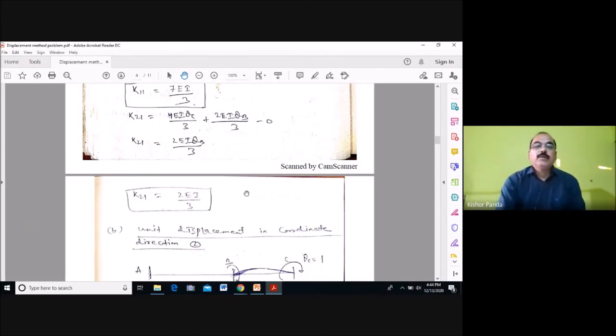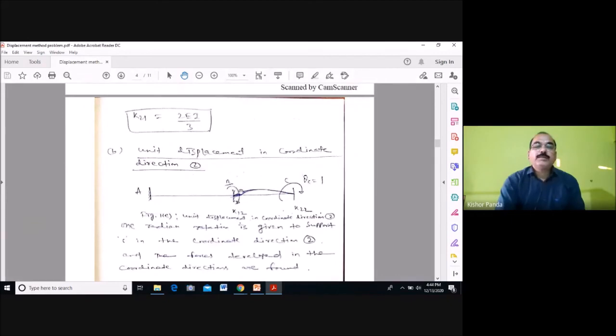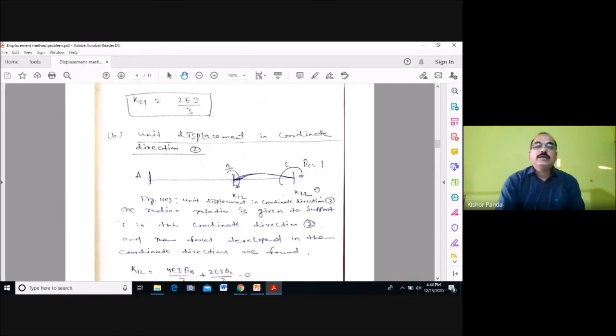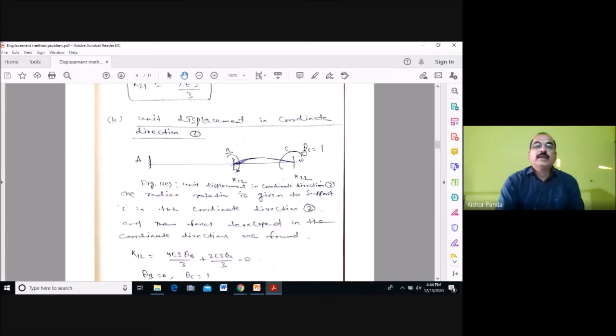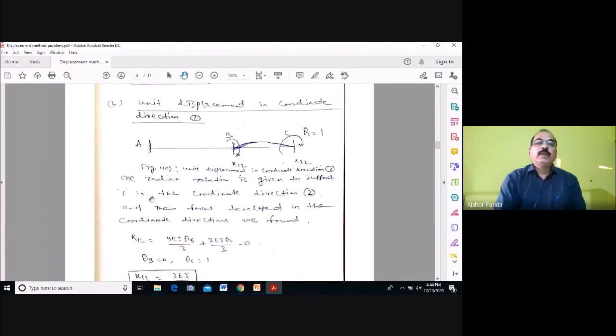Then what you have to do? You have to restrain joint B and release joint C. You have to apply the unit rotational displacement at joint C along coordinate direction 2. Theta C is equal to 1. In this case, theta A is 0 and theta B is 0 because this is restrained and this is released. One unit rotation is given to support C in coordinate direction 2, and the forces developed in the coordinate directions are found.